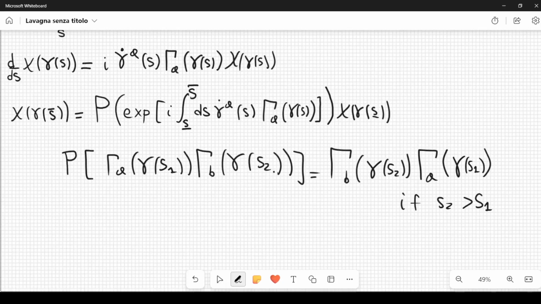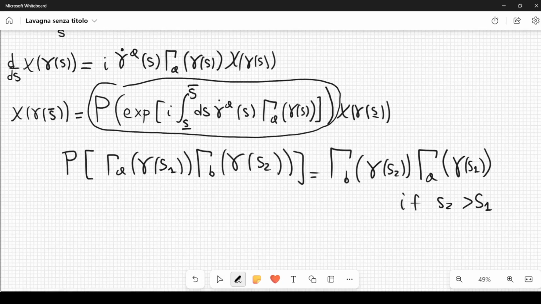And so on. So you can get the idea. If S1 is greater than S2, this would be the opposite. So you have to change the order here. The one that contains the smallest quantity comes on the right. Now, this object here that I'm framing right now is also denoted as lowercase h gamma of S overlined S underlined, and it is called the holonomy. It is referred to as the holonomy.